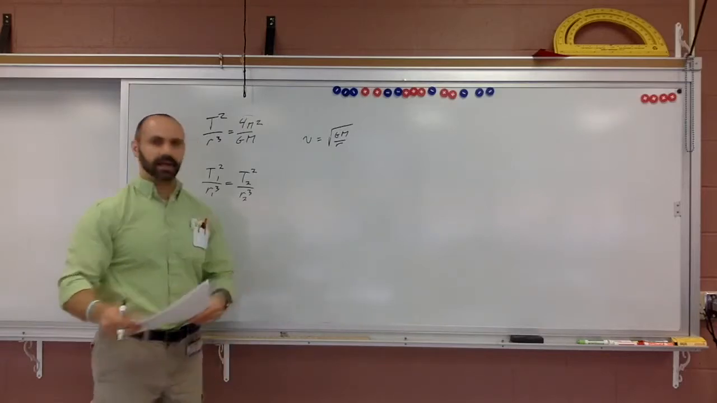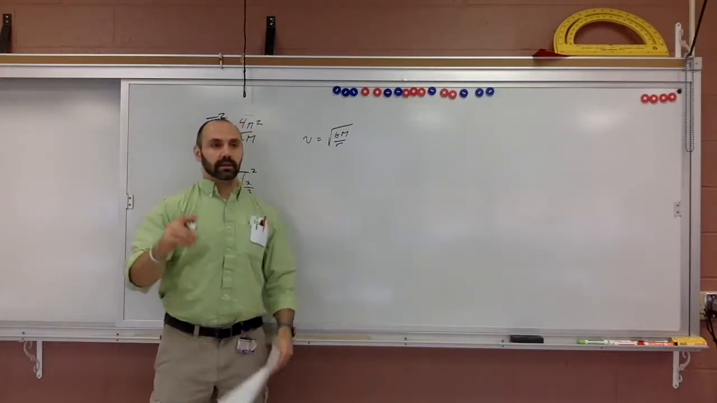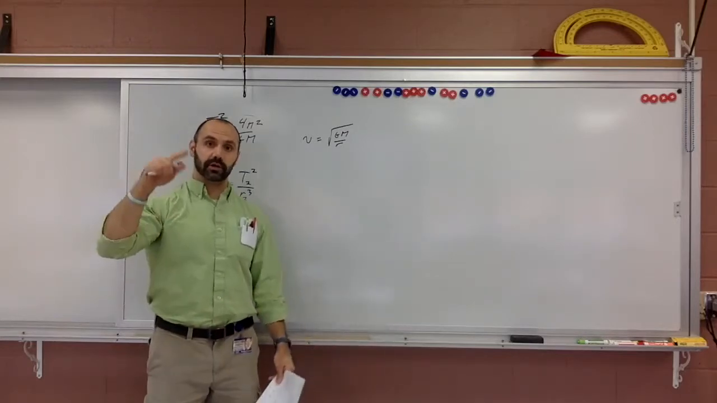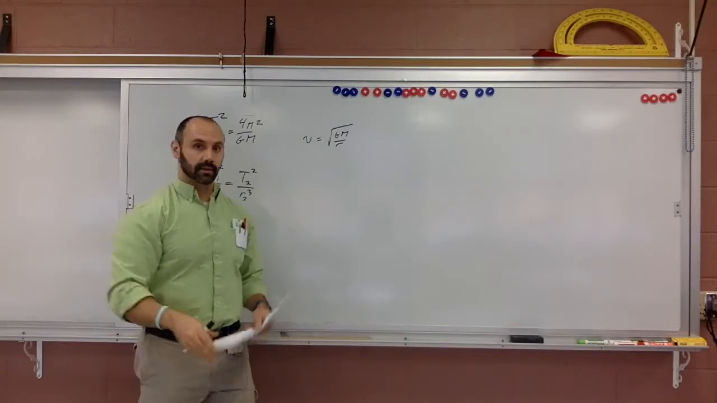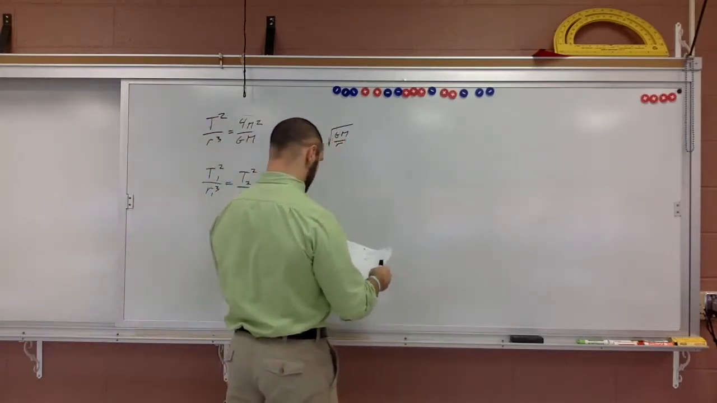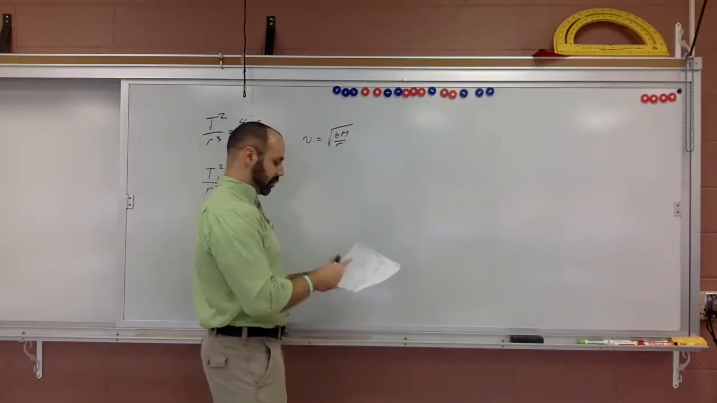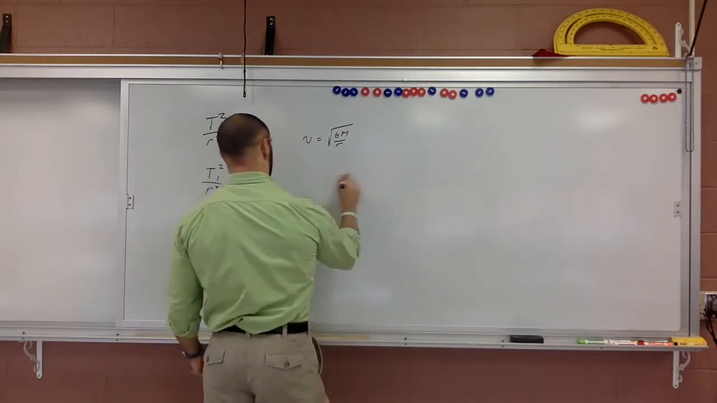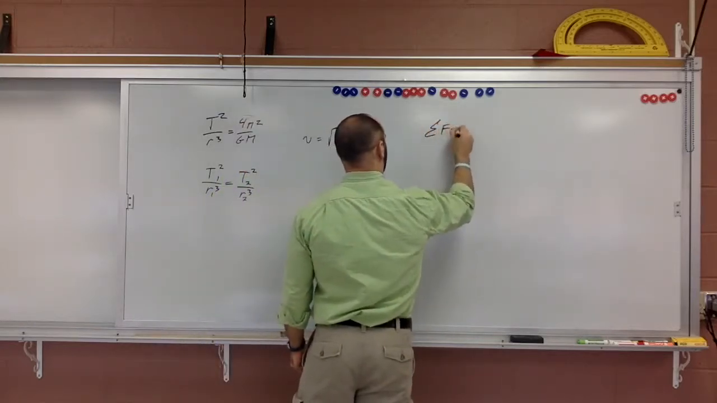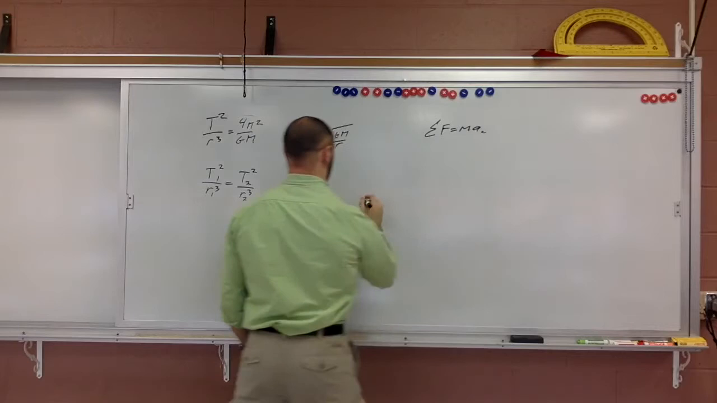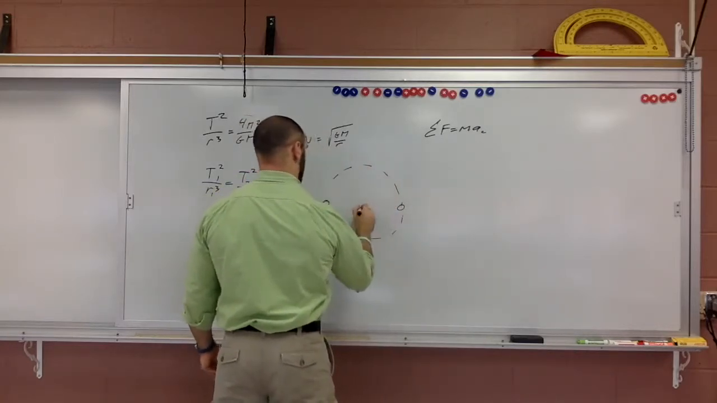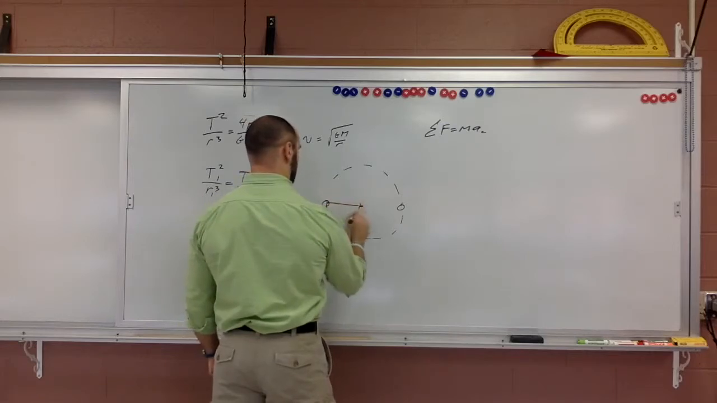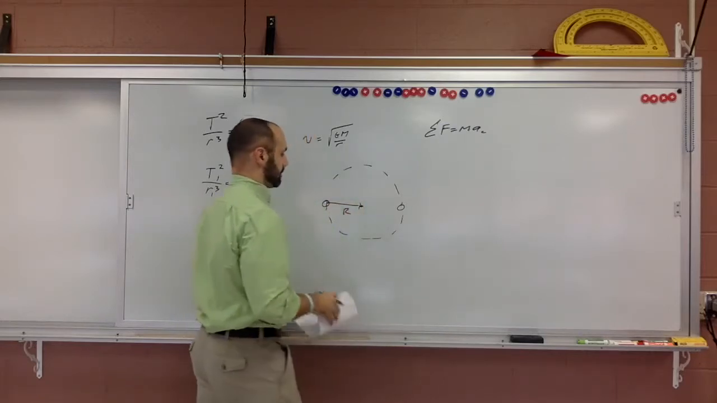Application 5. What if I have, and this is fairly common, a binary star system. I've got two stars, and they're going around each other, but they're going around a common center of mass. What does that look like mathematically? You can see this is for one of the stars. Sigma F equals ma, but here are the two stars, and here's the center. Let's call this the distance r.